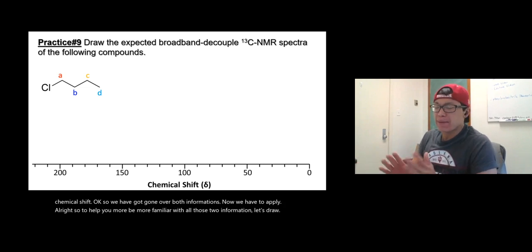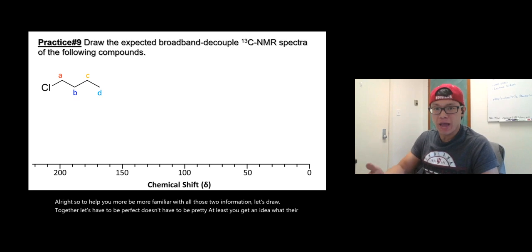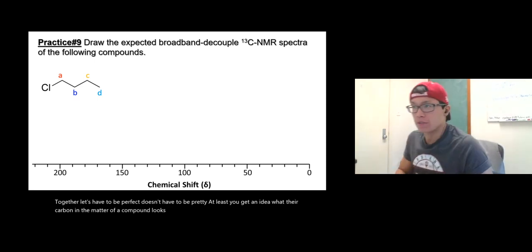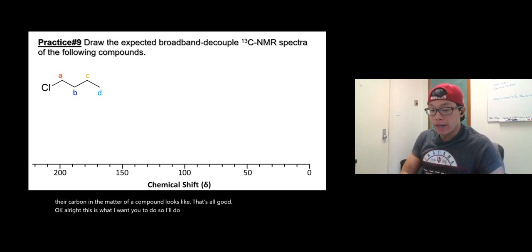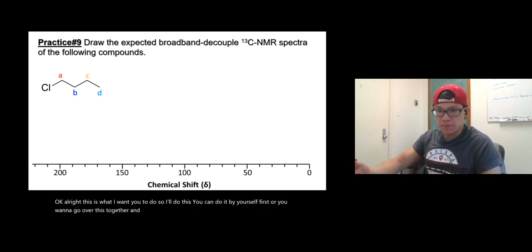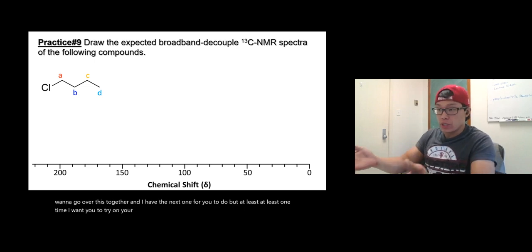It doesn't have to be perfect. It doesn't have to be pretty. At least you get an idea what the carbon NMR of a compound looks like. This is what I want you to do. I'll do this one, and you can do it by yourself first, or go over it together, and I have the next one for you to do. But at least one time, I want you to try on your own.